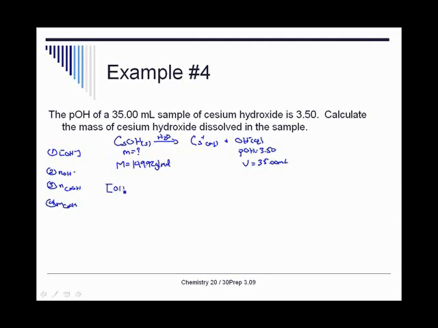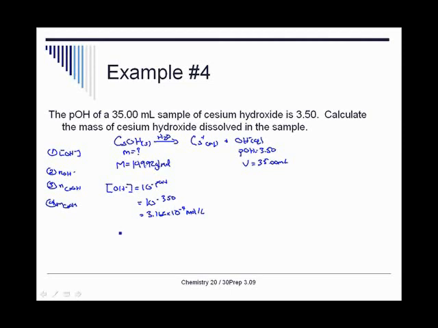So the concentration of hydroxide ions is equal to the inverse log, or 10 to the negative pOH. And so it's going to be 10 to the negative 3.50. And so we'll run that through our calculator. Second function log, negative 3.5. And we get 3.162 times 10 to the negative 4. This is going to be moles per liter.